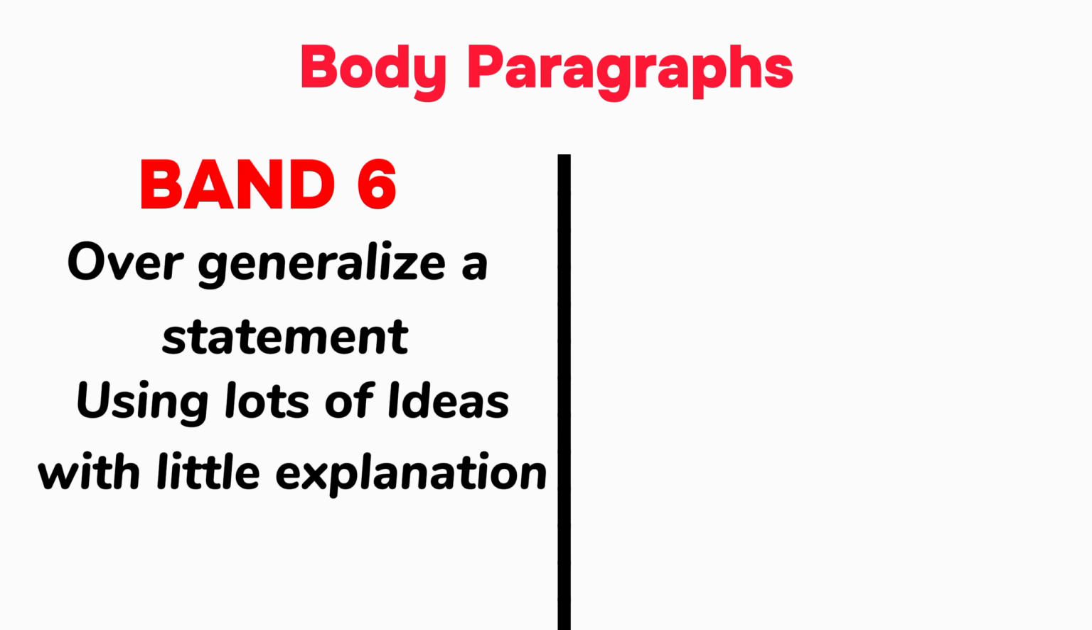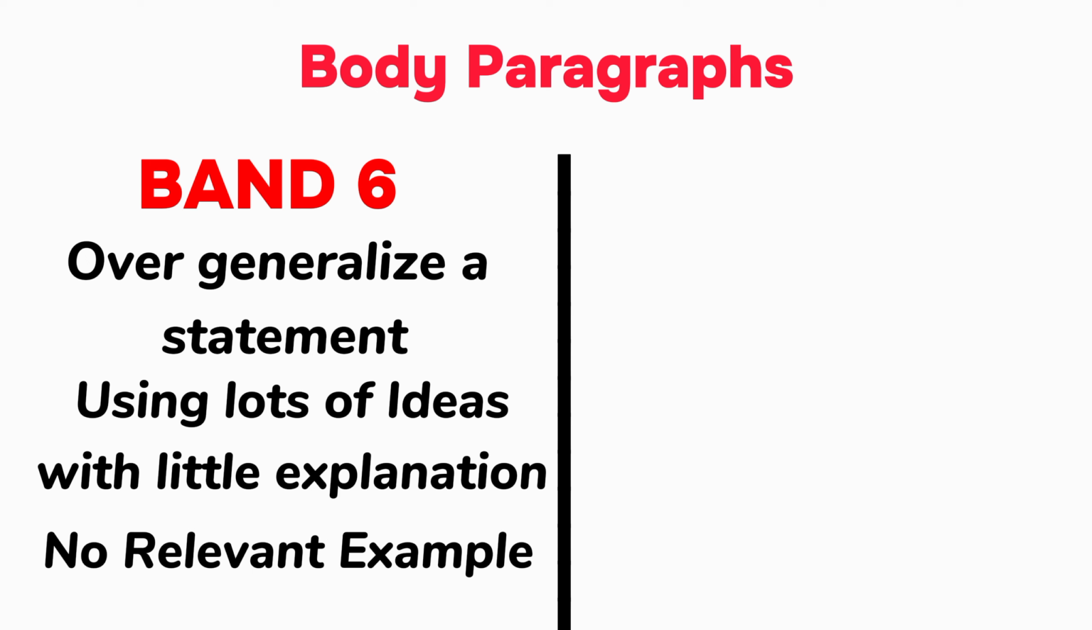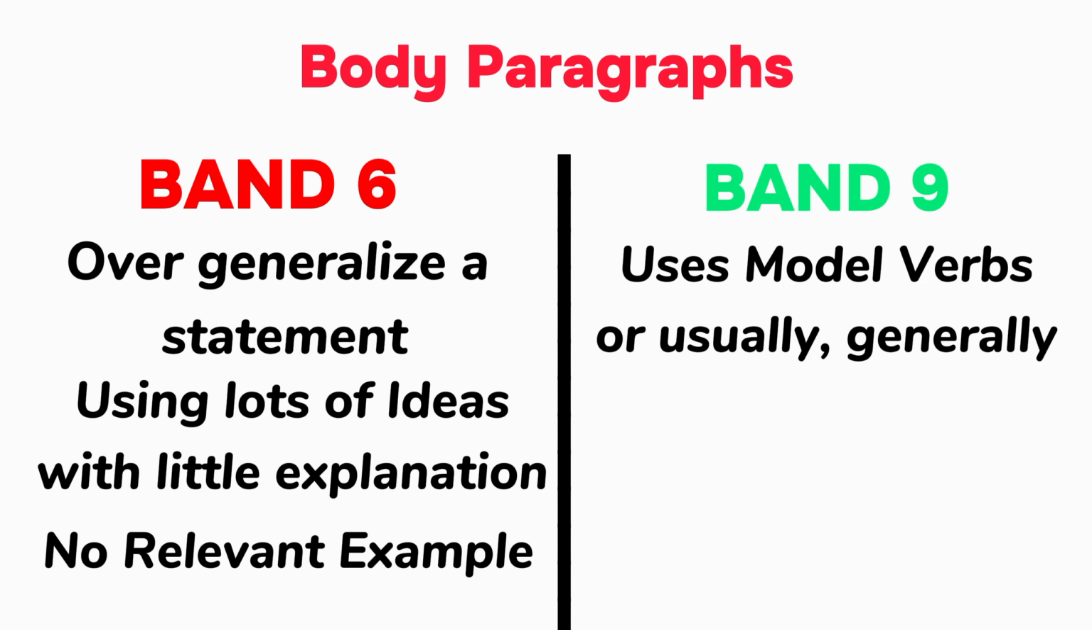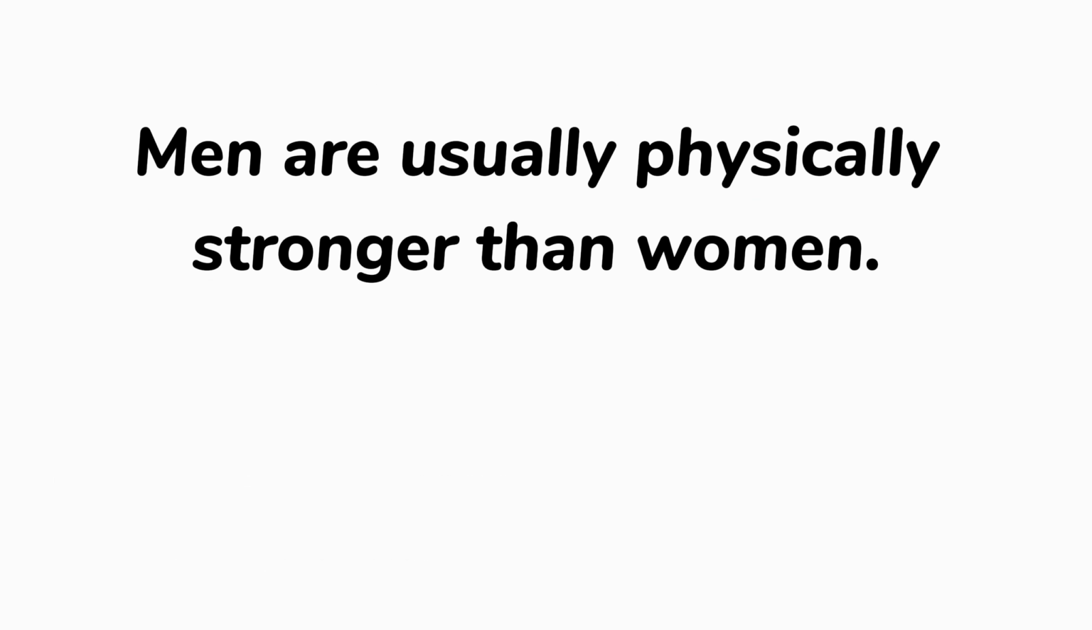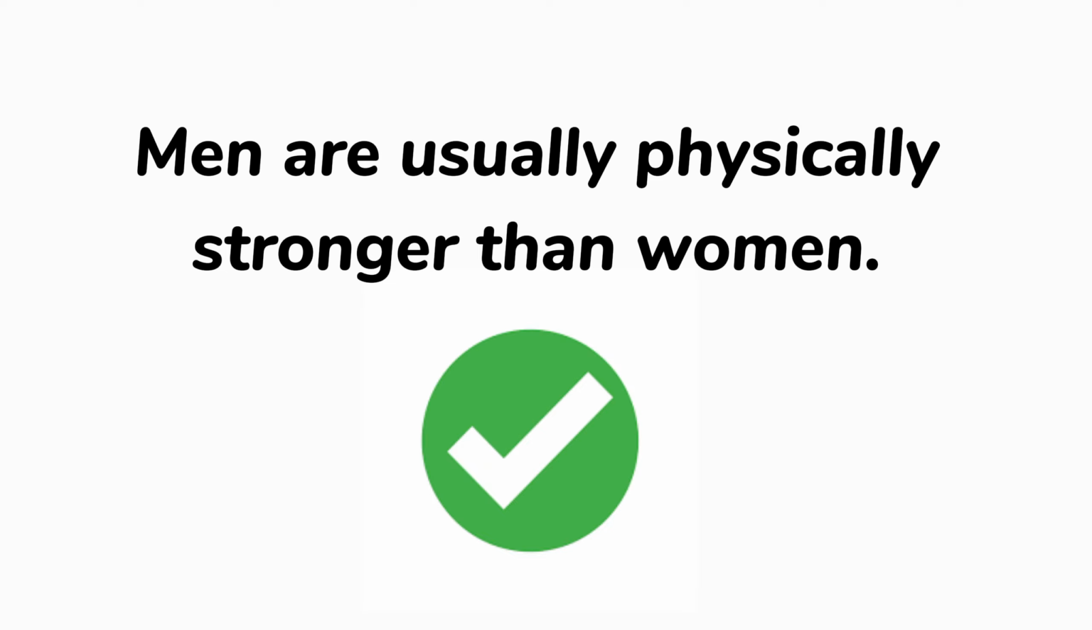Using lots of ideas with little explanation and no example is another quality of a band 6 student. Here in the body paragraph, that band 6 student describes two or three different ideas and doesn't explain them sufficiently. He also doesn't include any relevant example. While the band 9 student, instead of overgeneralizing the statement, uses modal verbs that show some kind of doubt, like may, might, can, could, or uses words like usually or generally. For instance, men are usually physically stronger than women. Now, this is a correct statement. This way, your statement won't be overgeneralized.